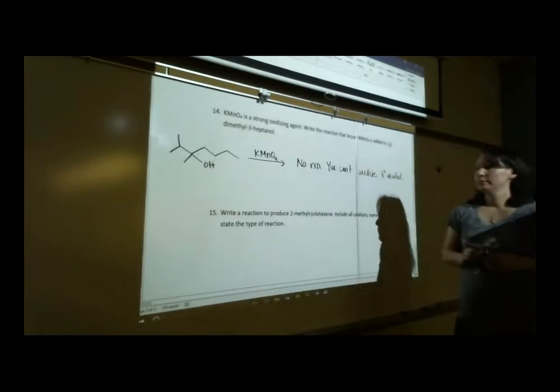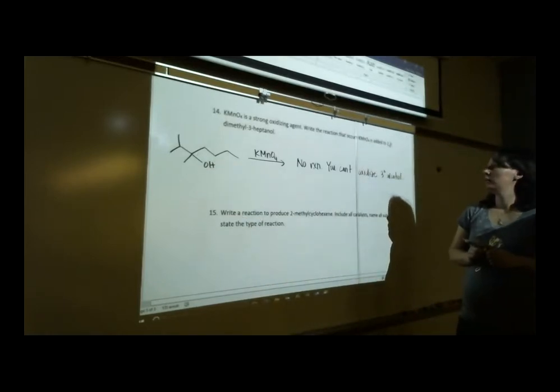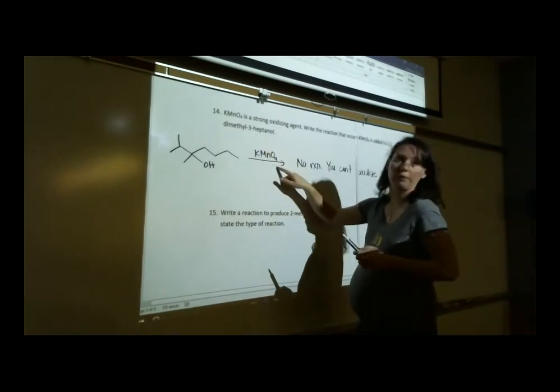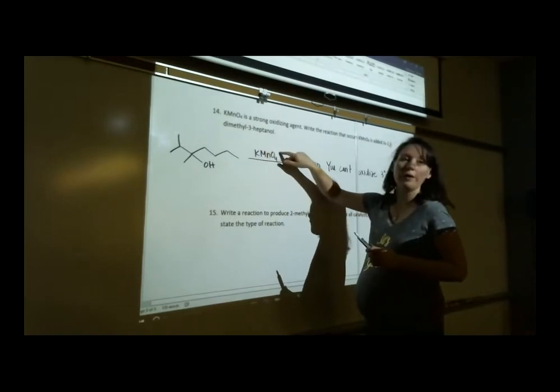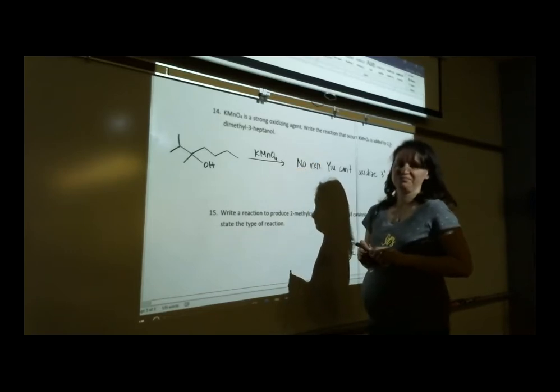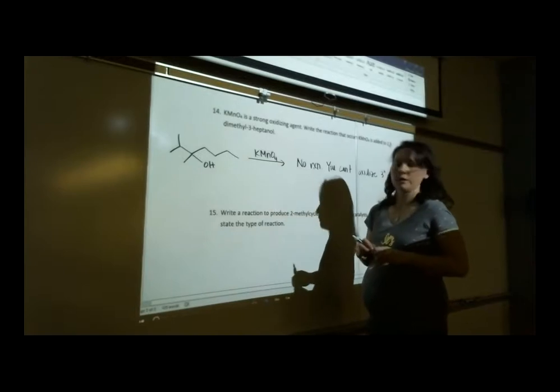So whenever it's added, it's not plus KMnO4. You could write it that way. It's the same thing. Because remember, when we write an oxidation, you can either write the O in brackets on top of the arrow, or you can just write what the oxidizer is. You don't add it like you add H2. You can just write it over the arrow, that's fine.